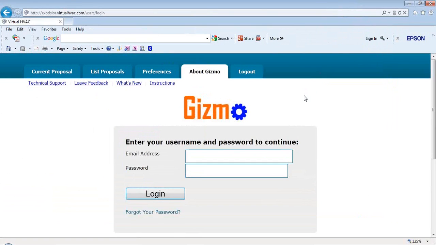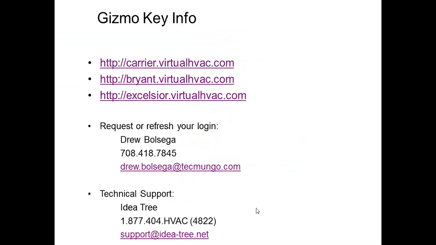All right, so you should have a screen that is a website that says Gizmo, icon in the middle, current proposal, list of proposals, etc. Hopefully you guys can all see that. So I'm going to log in, my login. If you do not currently have a login, you can request one. And I probably should show you that real quick.